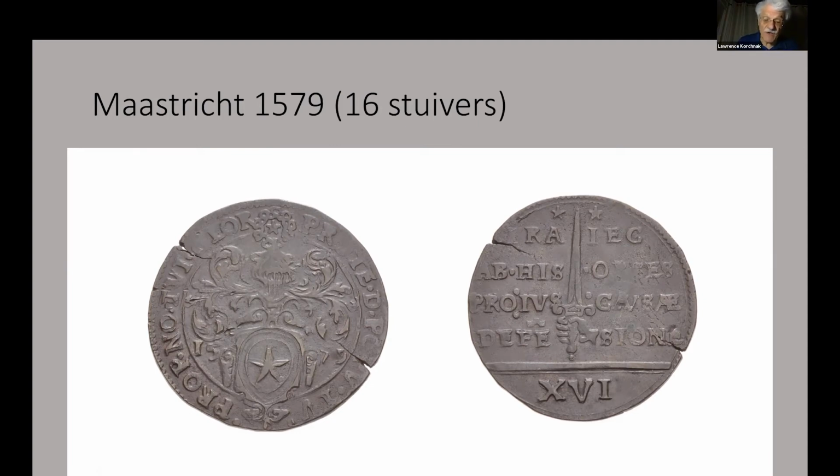Fortunately for them, it took 4 months, but the Spanish finally got in, and they massacred 6,000 men, women, and children. And out of the population of 30,000 in Maastricht, only 400 people survived. This was a major disaster for the Protestant cause. And the Dutch really began to turn on William of Orange. And Philip put a price on his head.